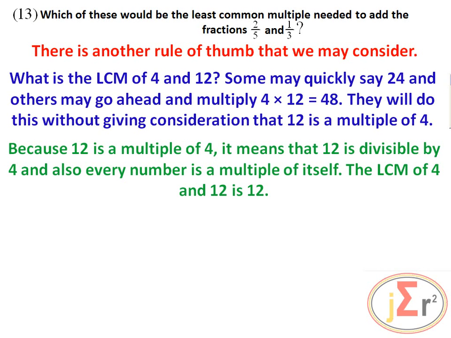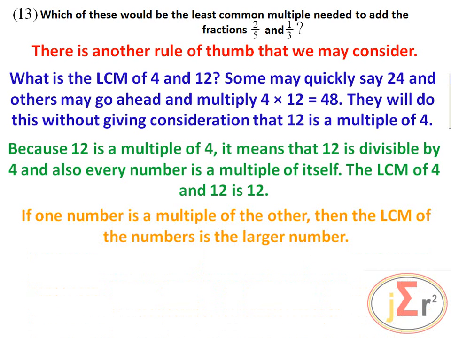So, 12 is a multiple of 4, and every number is a multiple of itself. It means that 12 is a multiple of 12. Therefore, 12 is a common multiple of 4 and 12. Not only that, but 12 will turn out to be the LCM of 4 and 12. If one number is a multiple of the other, then the LCM of the numbers is the larger number.